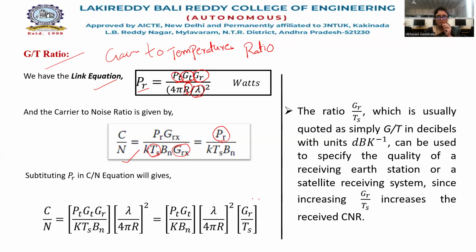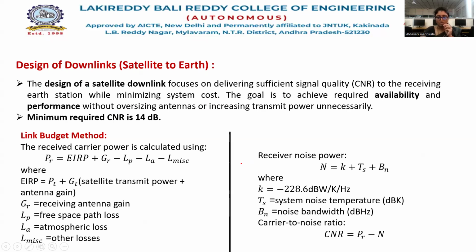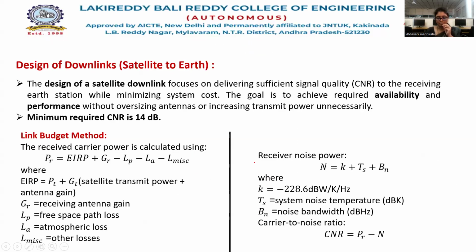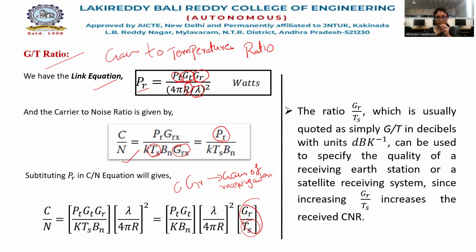Now this GR by TS is nothing but the gain of the receiving antenna by the system noise temperature TS. GR is the gain of the receiving antenna, and TS is the system noise temperature.